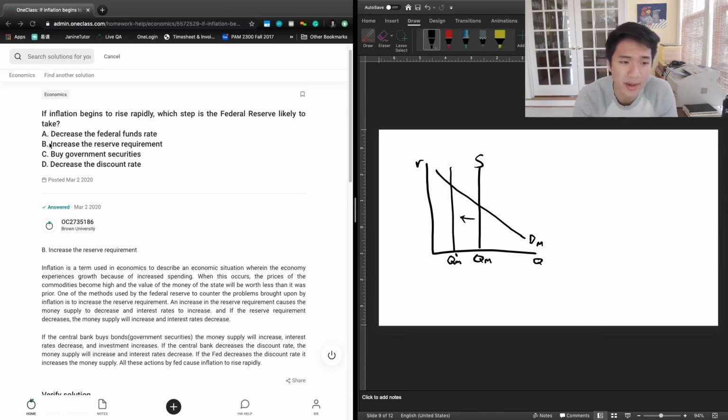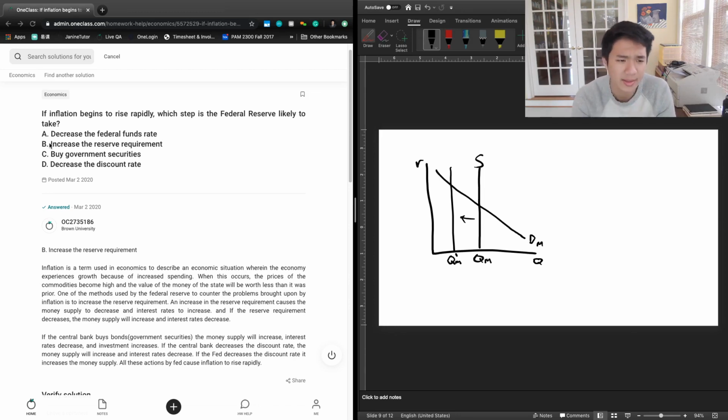C says buy government securities, and this refers to something the Fed does in terms of open market operations. What buying government securities does is basically increase the money supply, by having the Fed purchase bonds from banks and deposit money into the accounts of the banks. If banks suddenly have more money, they can loan out more money, and that increases the money in circulation. So buying government securities is going to give the wrong direction of change. It's going to increase the quantity of money in circulation rather than decrease it.